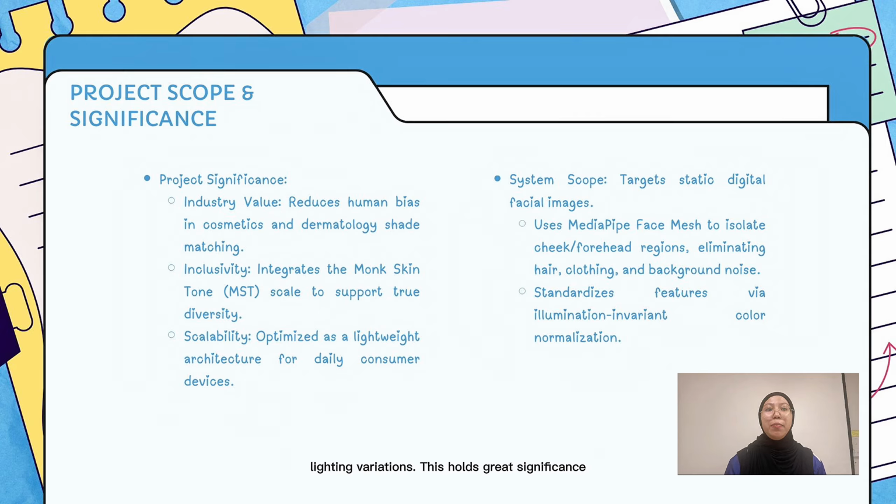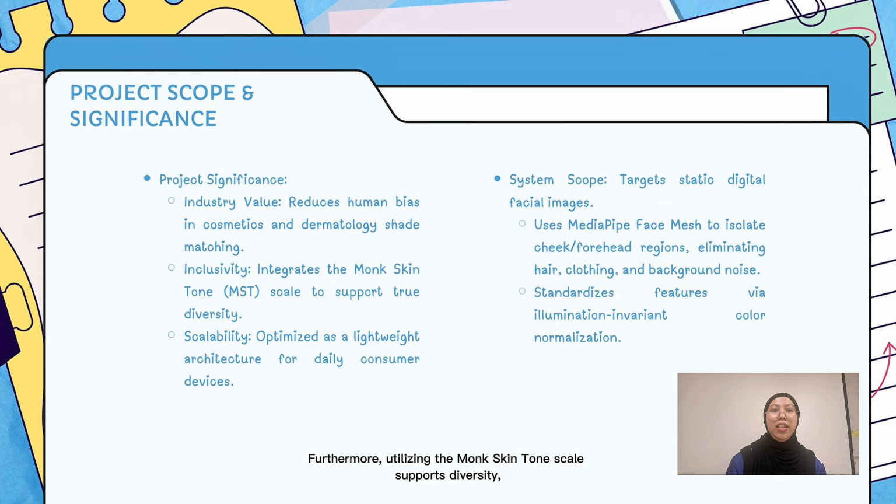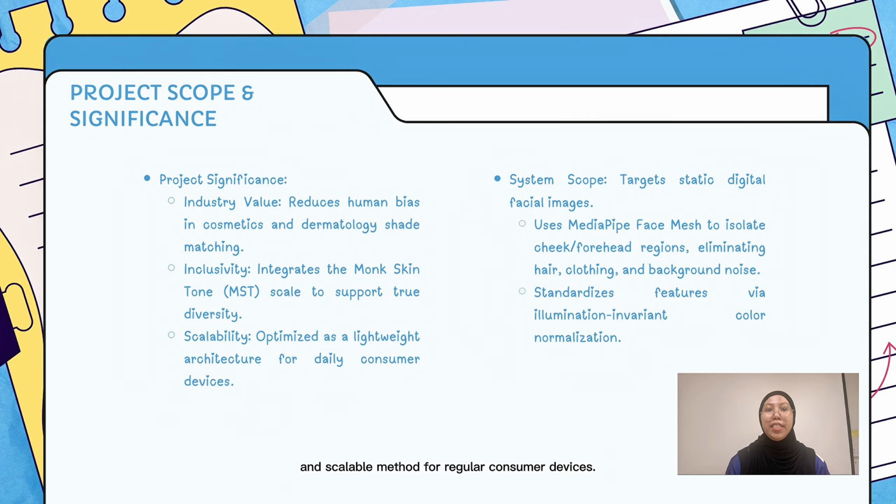This holds great significance because it directly addresses the subjectivity of skin tone assessment across cosmetics and dermatology. By using computer vision to isolate skin pixels and deep learning for classification, we reduce human bias and improve shade matching. Furthermore, utilizing the Monk Skin Tone scale supports diversity, while the lightweight implementation provides a practical, efficient, and scalable method for regular customer devices. Next, I'll pass to AFIFAH to break down our system architecture.